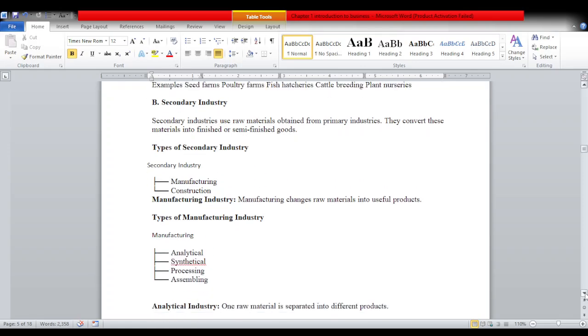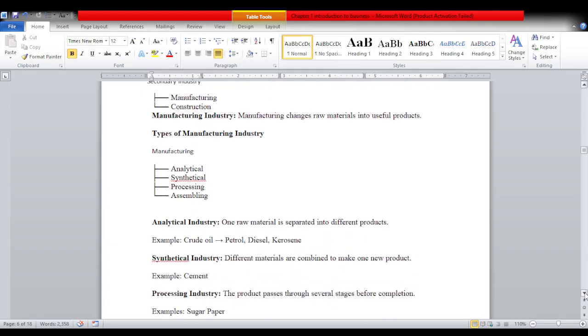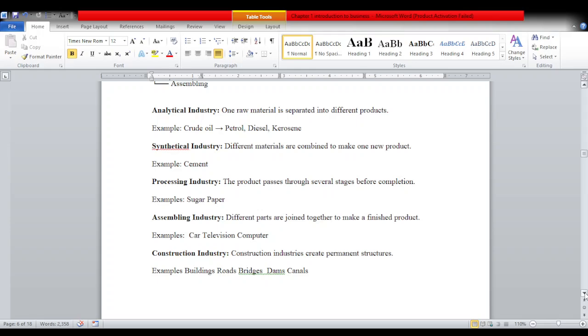Second, we focus on secondary activities, which are related to manufacturing or construction. Manufacturing changes raw material into a useful or finished product. So this is the way of converting raw material into useful goods and services. Now there are four types of manufacturing: analytical, synthetic, processing, and assembly. Let me help you understand each one of them.